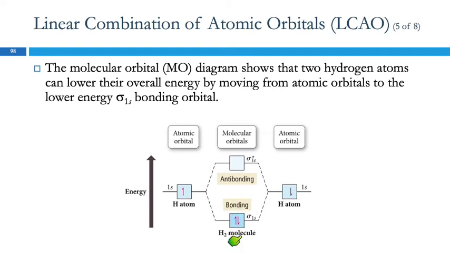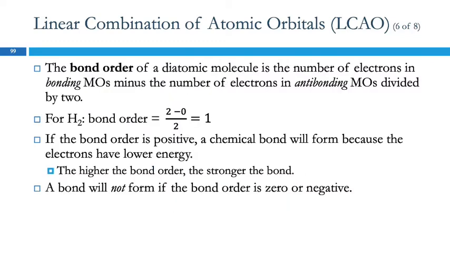this is a bonding orbital. There are 2 electrons there. So that's the number of electrons in the bonding orbitals. And then we're going to subtract any electrons that are in the antibonding orbitals, because those are working against the bond. And then you divide by 2. So we have 2 in the bonding orbital minus 0 in the antibonding, divided by 2. So this is a bond order of 1.